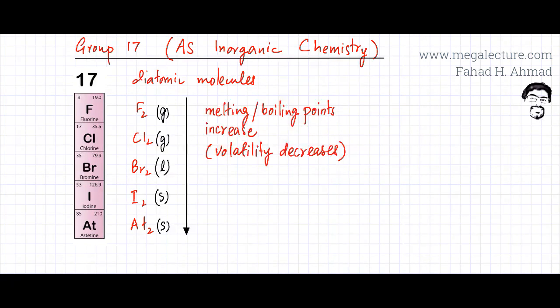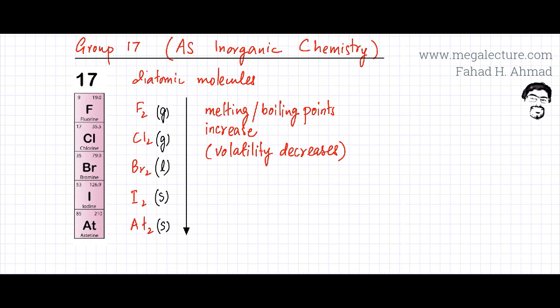Another thing that you must remember about Group 17 is that as you go down the group, the melting and boiling points increase and volatility decreases. For example, fluorine is a gas, chlorine is also a gas, but when you move to bromine, bromine is a liquid at room temperature, and iodine is a solid and astatine is a solid as well.